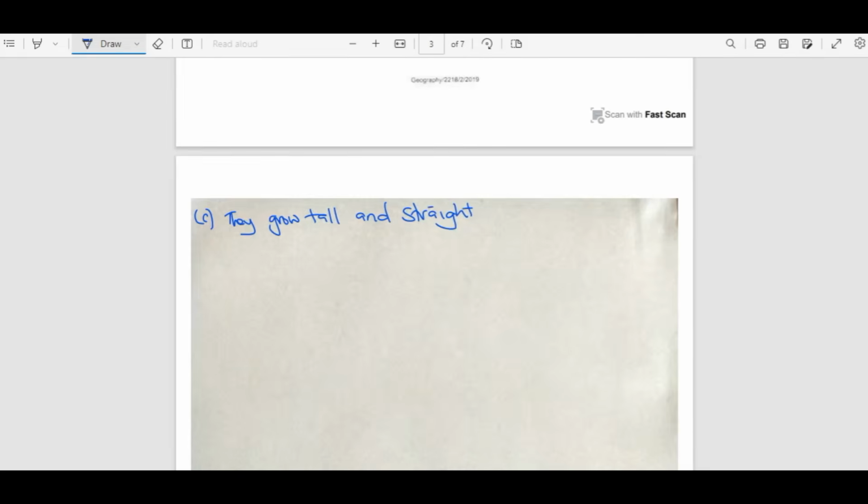That is the first one. So meaning that because of that they have high value. And then the second one, we can say they grow fast.